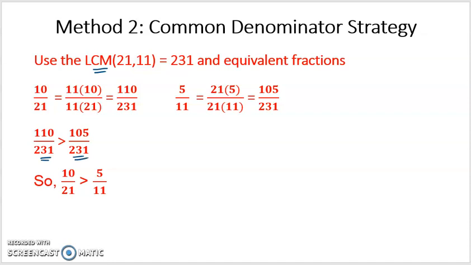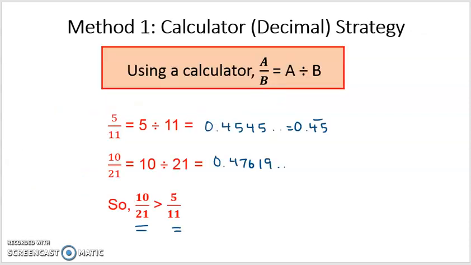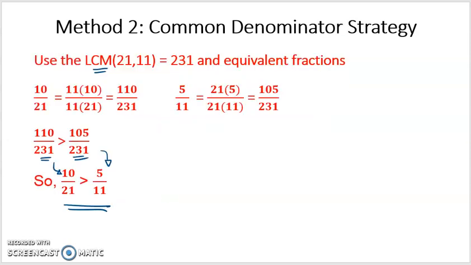But the number on the left is equivalent to 10/21. The number on the right is equivalent to 5/11. So what that says is that 10/21 is greater than 5/11. Fortunately, that confirms what we did earlier. It better be greater. We got it greater once. We have it greater twice now.